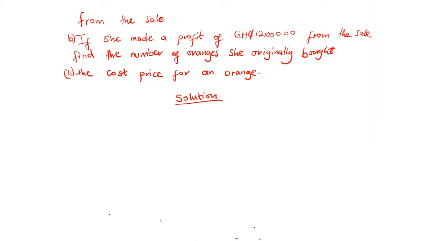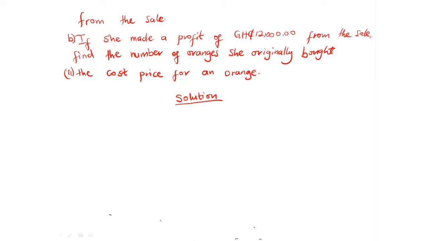For the B part of the question, it states that if she made a profit of 12,000 Ghana cedis from the sale, find the number of oranges she originally bought. Find the cost price for an orange.